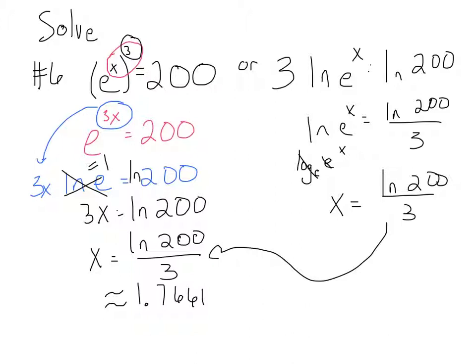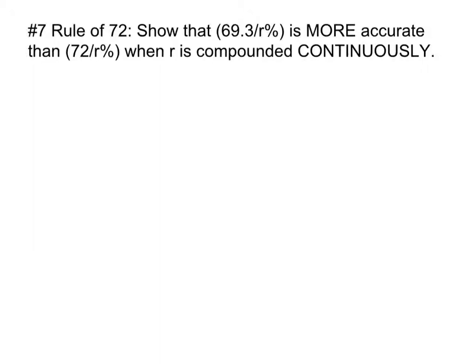Doesn't matter which way. I really like this next problem. Remember the rule of 72? It had to do with doubling. You need to show me that the rule of 72 is actually more accurate when you make it the rule of 69.3. Show that 69.3 divided by r percent is more accurate than 72 divided by r percent when r is compounded continuously. Remember, the rule of 72 had to do with doubling.